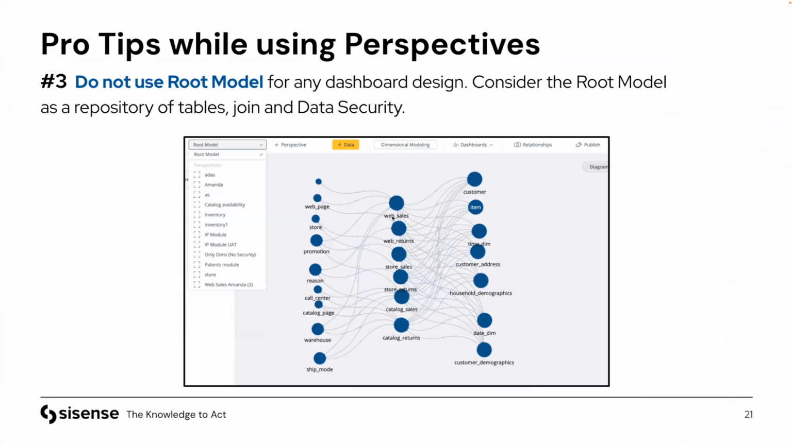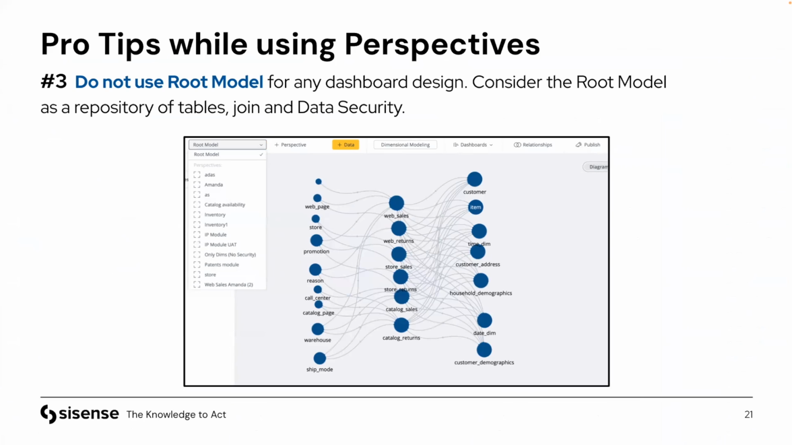Right? If you have perspectives, do not use the root model as one of the perspectives. If let's say you have a case where you want to create a perspective with all of the tables in the root model, just create another perspective that is just the root model itself. Then just call it all tables or something.